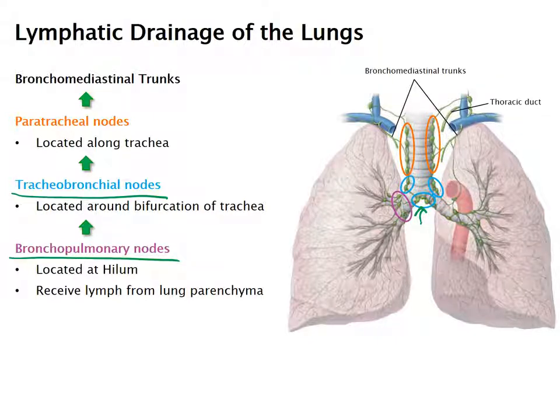The next nodes in the chain to receive lymphatic drainage are the paratracheal nodes encircled in orange. These nodes run right along the sides of the trachea. The paratracheal nodes will then drain into the bronchomediastinal trunks, which then drain into either the thoracic duct, which you now know empties into the left venous angle, or on the right side it will drain into the right lymphatic duct, which enters the circulatory system at the right venous angle.